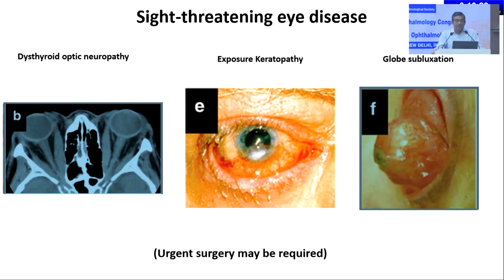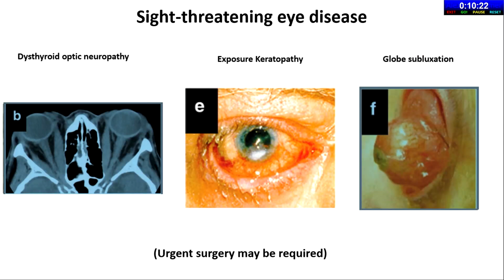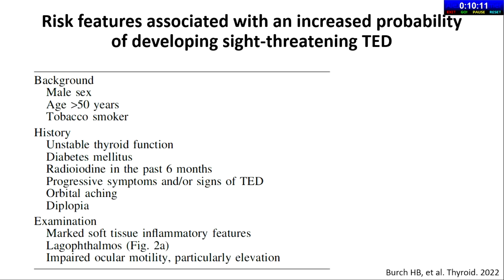So the third thing is sight-threatening eye disease. In sight-threatening eye disease, again, these are the three parameters, three disease manifestations which come, and most of the cases are then surgical candidates to prevent sight loss.